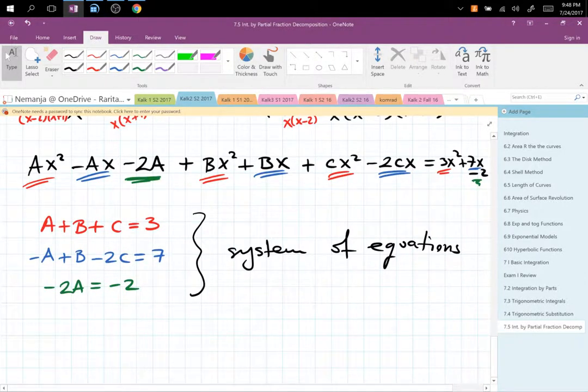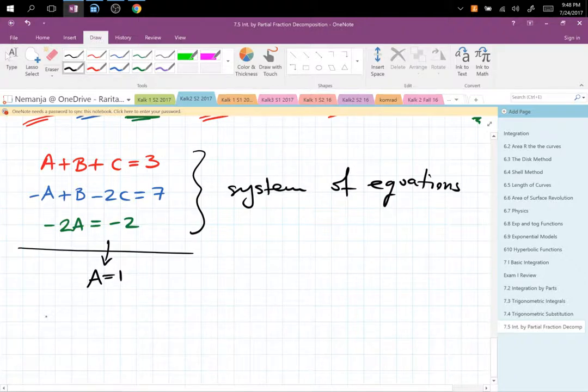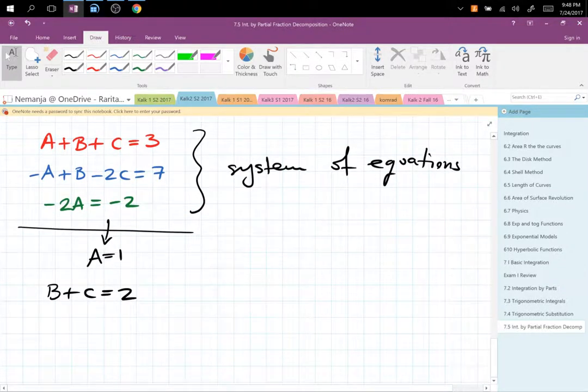Well, luckily, the bottom one gives us that a is equal to 1. And that greatly simplifies everything else. So b plus c is 3 minus 1, which is 2. And b minus 2c is equal to 8.